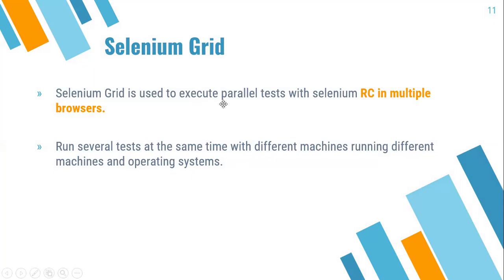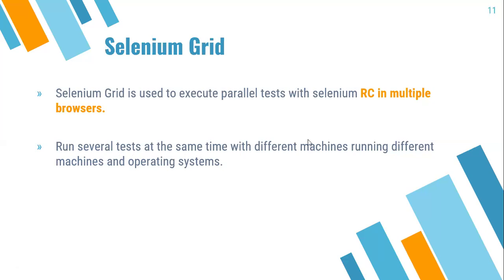This is also one of the most important ones, but you need to prepare that environment. You need to build that environment. That's a little bit difficult. You need to start the server and all that. Selenium Grid is used to execute parallel tests with Selenium RC, where RC means remote control, in multiple browsers. You run the same test at the same time on different machines.